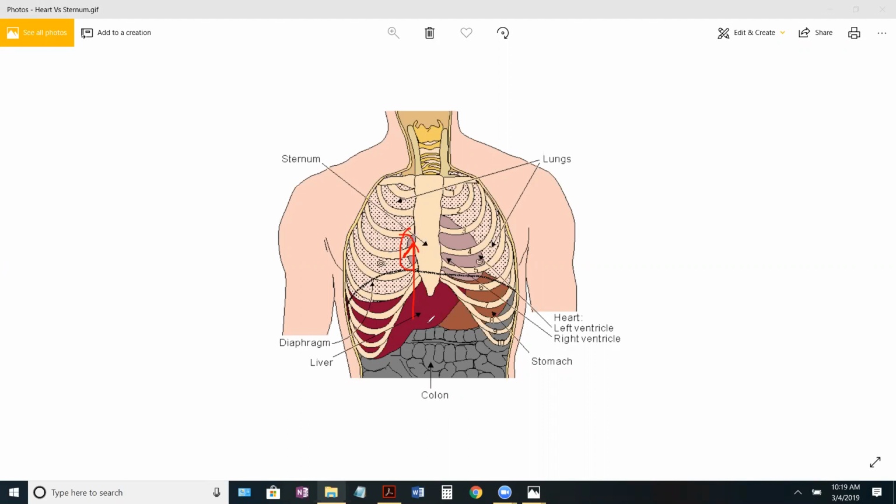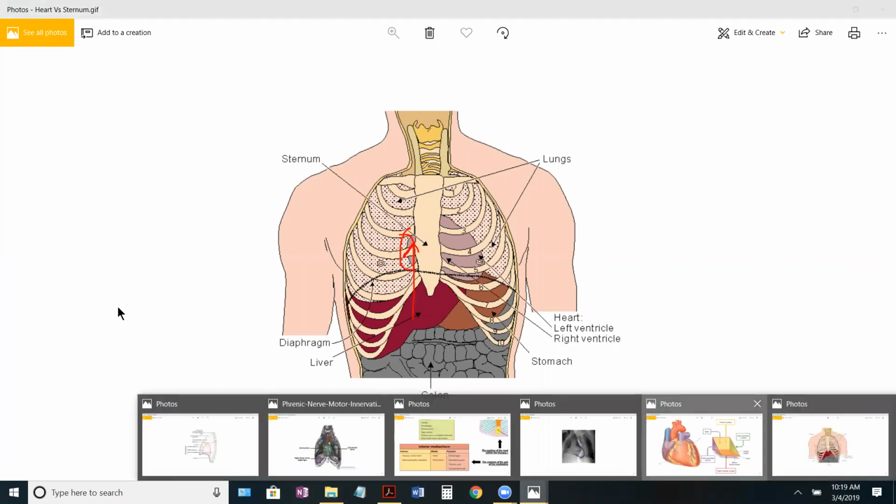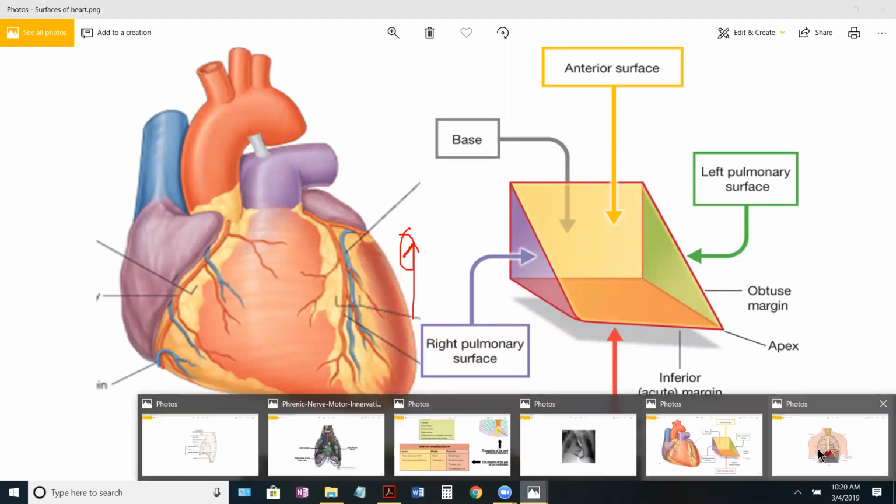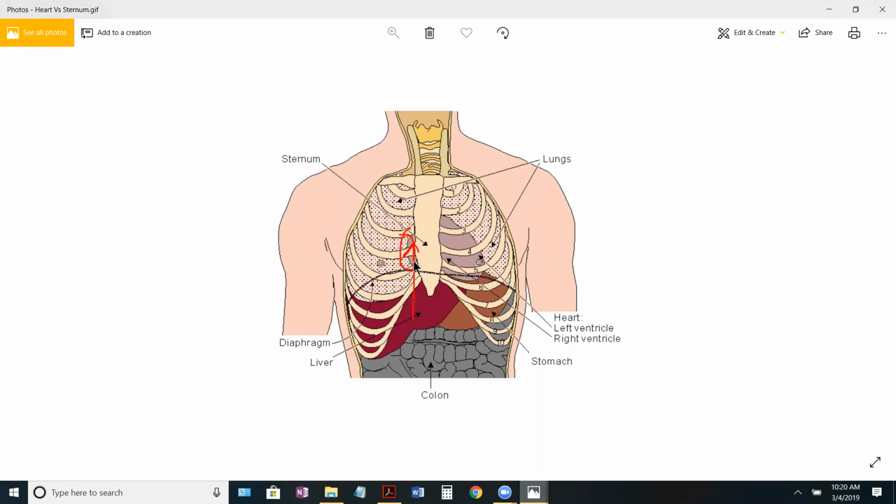If you just correlate this picture with this picture that I just showed you, this is the area that just comes to the right side of the sternum, okay? And we are seeing this area in this picture. So this area is the right atrium, and the right atrium is just coming towards the right side of the sternum. And if a patient has a stab wound just towards the right side of the sternum, the most likely area to get damaged is the right atrium.